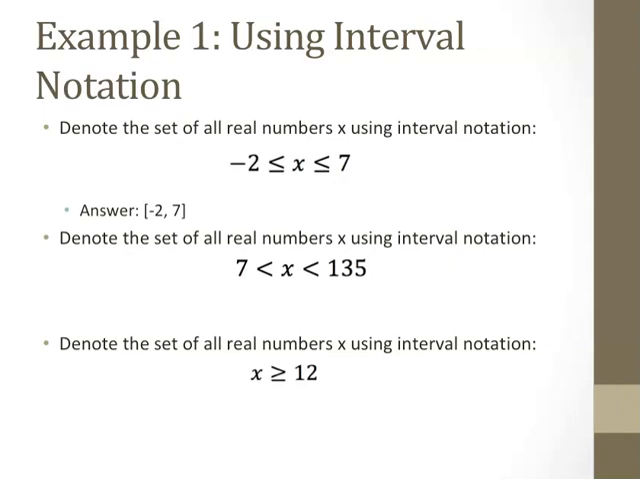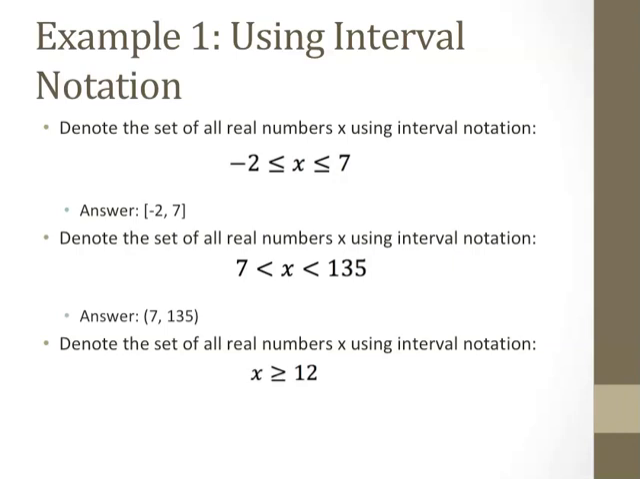Next one, denote the set of all real numbers x using interval notation. We have 7 less than x less than 135. In this case, x is not equal to 7 or 135, but it's everything in between. So in this case, we'll use parentheses. So this will be parenthesis 7, comma 135, parenthesis.